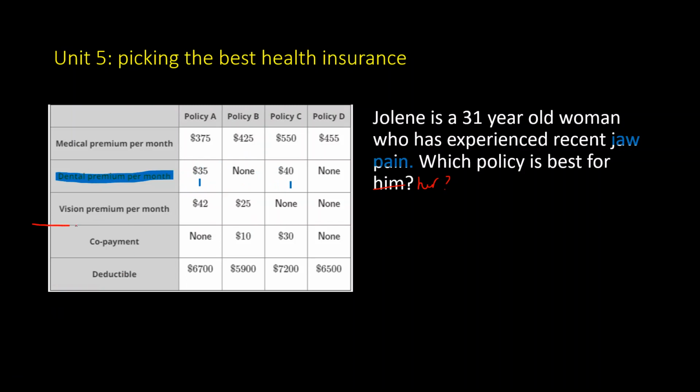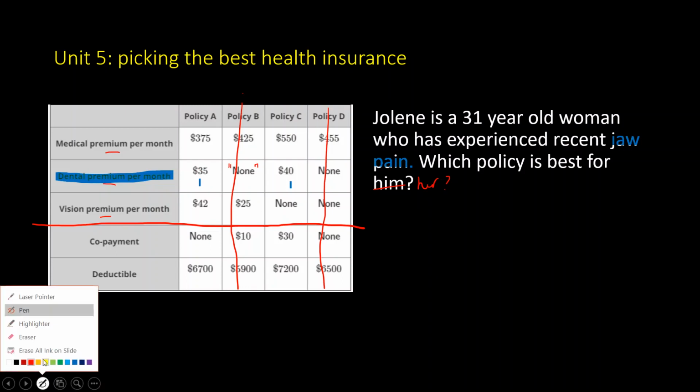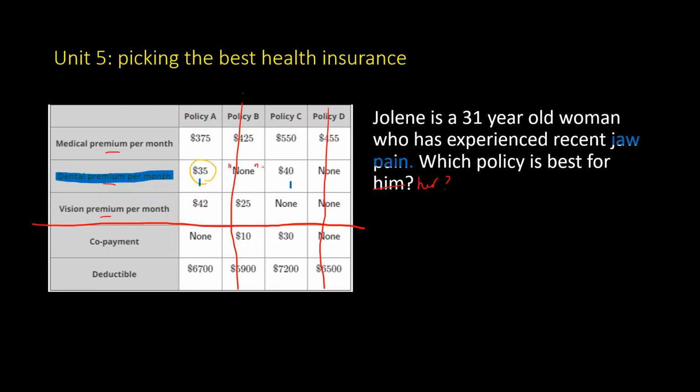Remember that in these cases with this type of table, when it's talking about premiums, if the word there is listed as none, it means no coverage. Okay? For premiums, if it says none, that just means no coverage. So in this case, policy B and policy D are not going to be good for this person because they don't have dental coverage. Next, we can say, all right, there's this $35 dental premium per month versus a $40 dental premium per month. Does anything else matter to us at this moment?